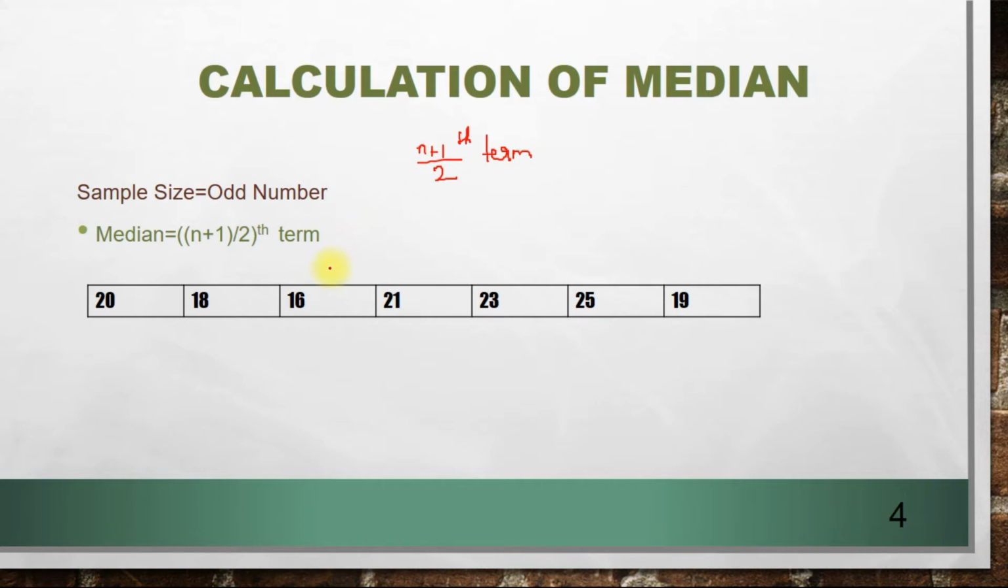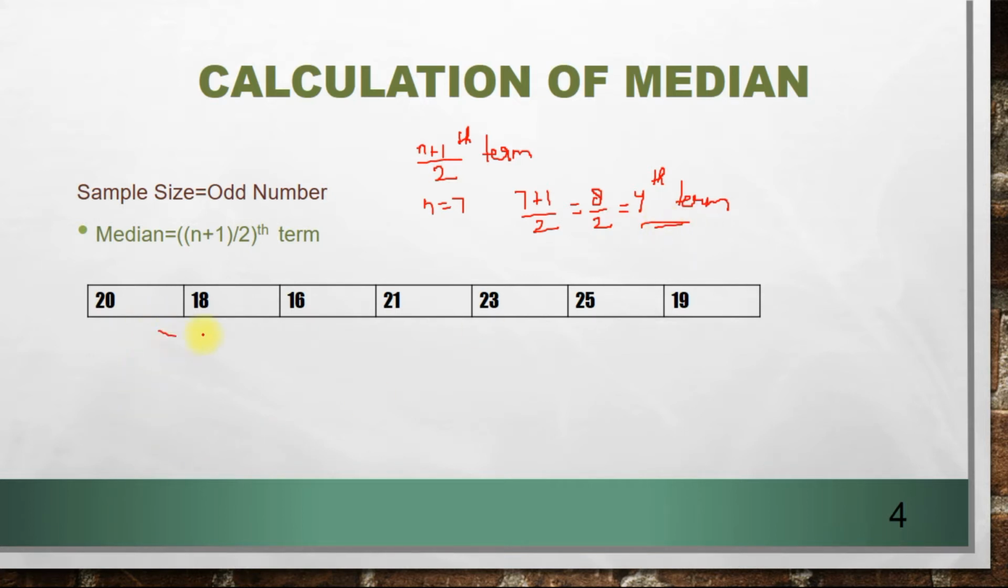Here we have 7 observations, so n is equal to 7. We have to put 7 plus 1 divided by 2. This will be 8 by 2, which means the 4th term. The 4th term will be the median term. Is it clear? The 4th term will be the median term.